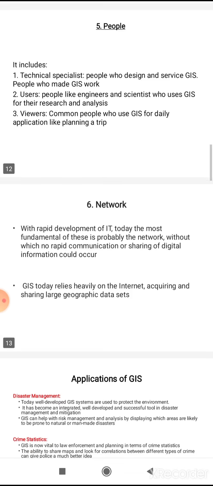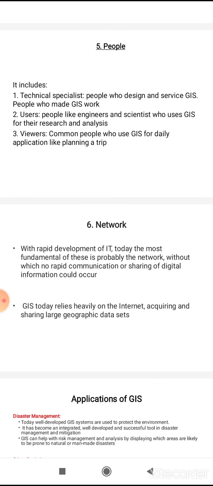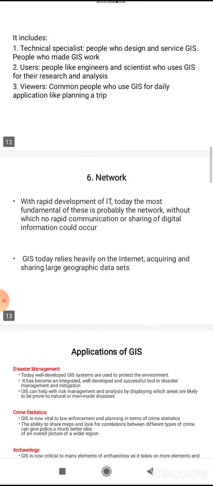Next is the last component of GIS, that is network. With rapid development of IT today, the most fundamental of this is probably the network, without which no rapid communication or sharing of digital information could occur. GIS today relies heavily on the internet, acquiring and sharing large geographic data sets. So network, that is the internet, is very important. Without the internet we can't run the GIS technique.